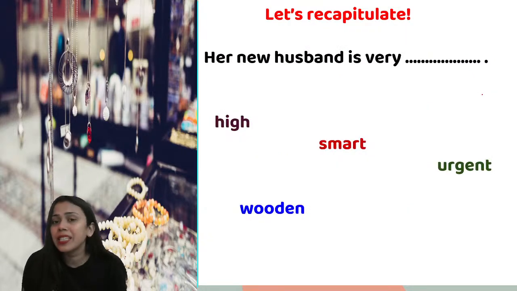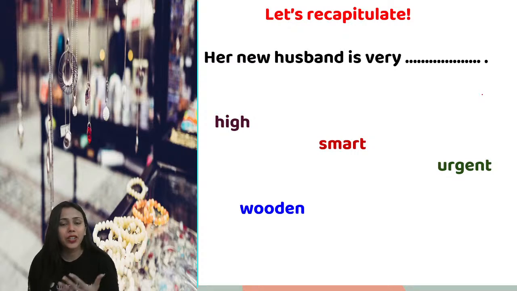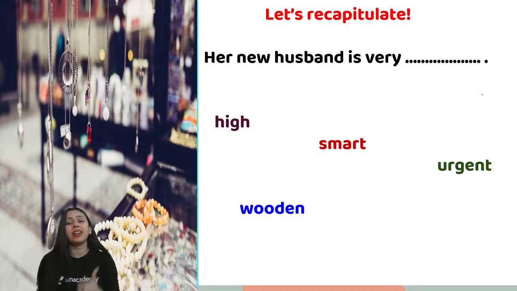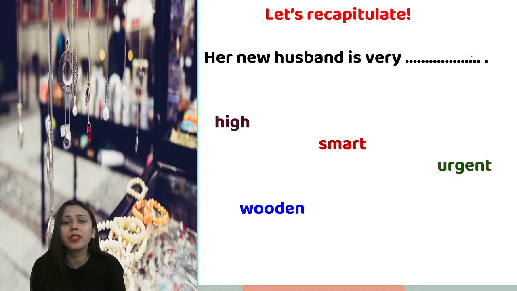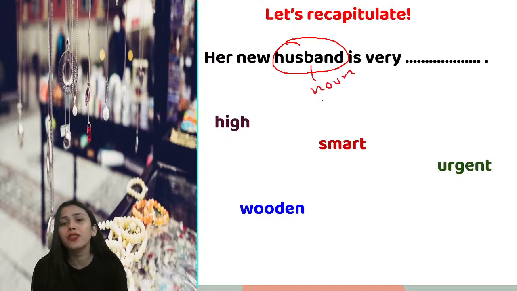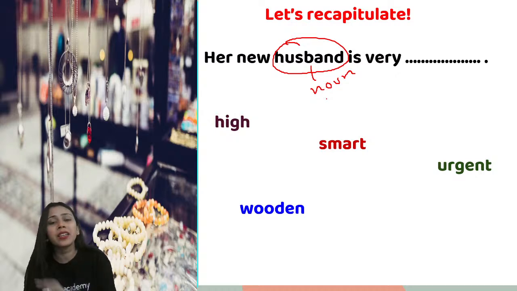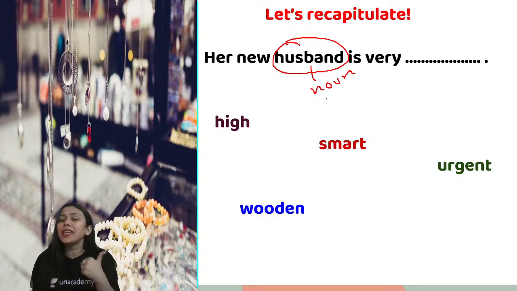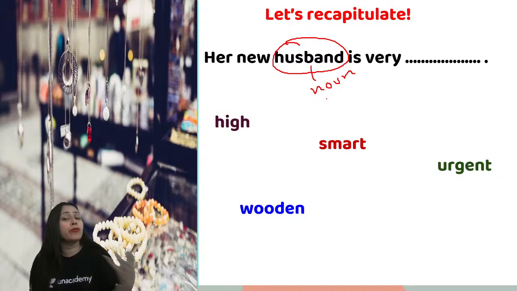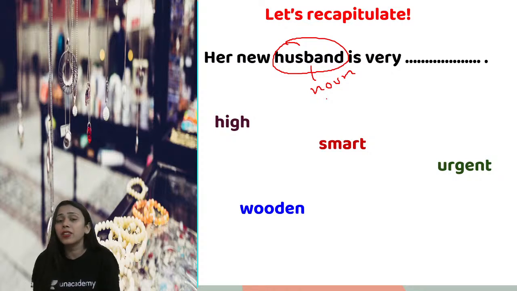Okay, her new husband is very dash. Her new husband is very dash. You can see few words written there. You have to pick the correct word, correct describing word for this noun. आपको इस noun के लिए, husband के लिए, which is a noun, you have to pick one adjective from the given words. आपको जो दिए हुए words है उसमें से आपको एक जो correct adjective है that you have to use. Okay, so her new husband is very high. Her new husband is very smart. Her new husband is very urgent. Her new husband is very wooden. Which word is the correct adjective for the given blank?